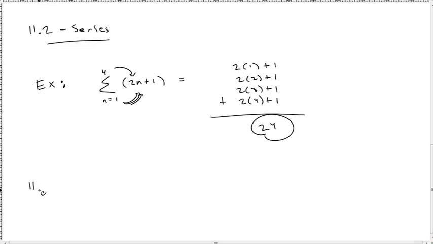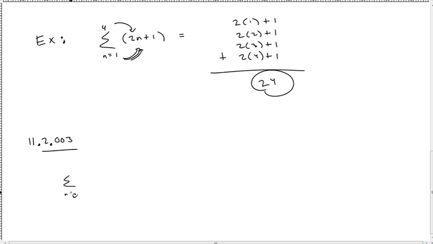Let's actually do some homework problems. I got 11.2.03. So I got the summation of n equals 1 to infinity of a sub n is equal to 1. And what they say is, given that our partial sums, s sub n, is equal to 8 minus 4 times 0.9 to the n power. All right, what is going on?